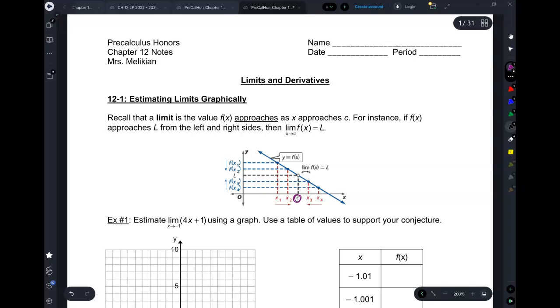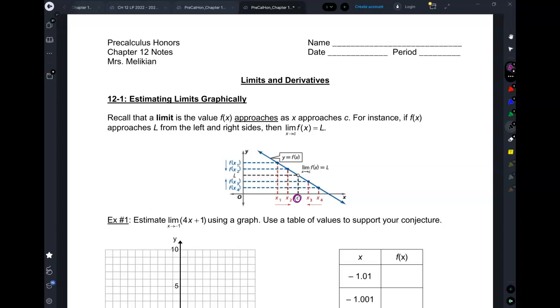Here's some point on the x-axis, c. As I approach c from the left-hand side, you see how the y values are decreasing and they're approaching this y value of L. As I approach c from the right-hand side, you see the y values are increasing and they're approaching this value of L. Because from both sides the y values are approaching the same L value, we say the limit as x approaches c is L.